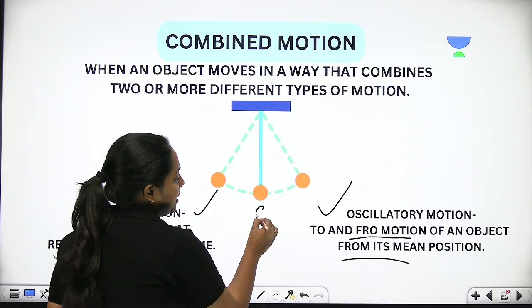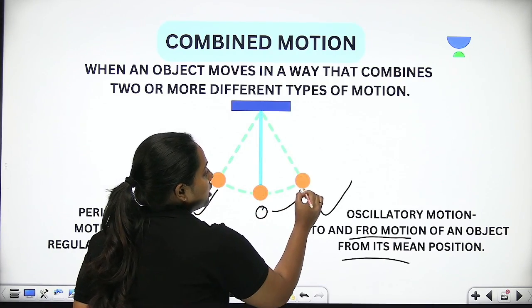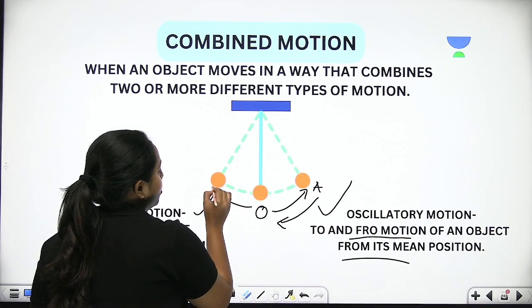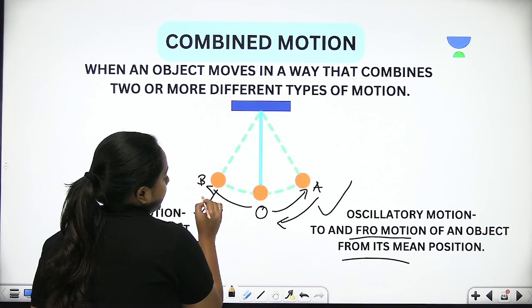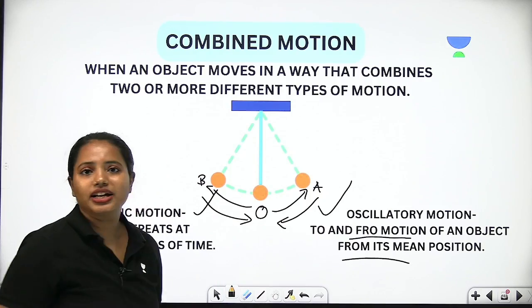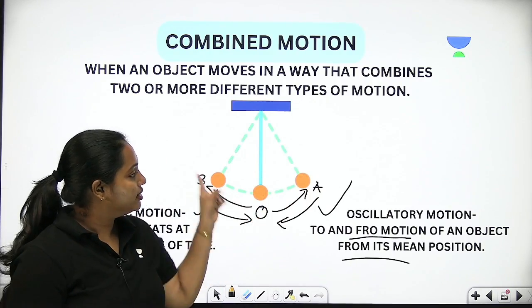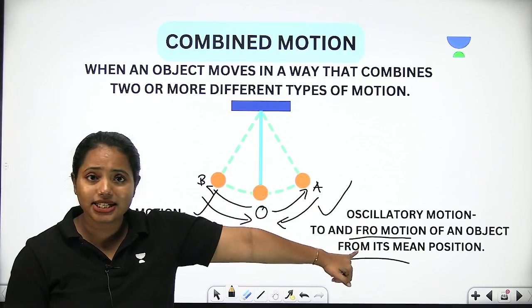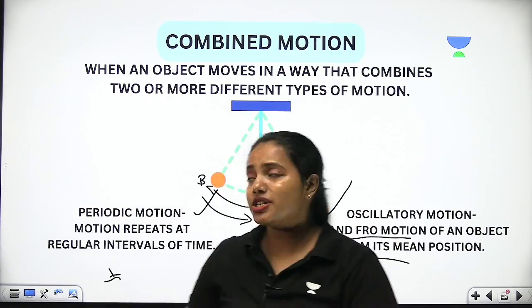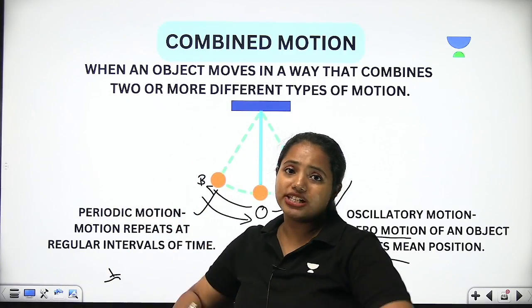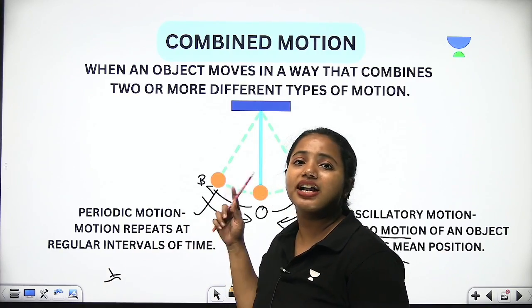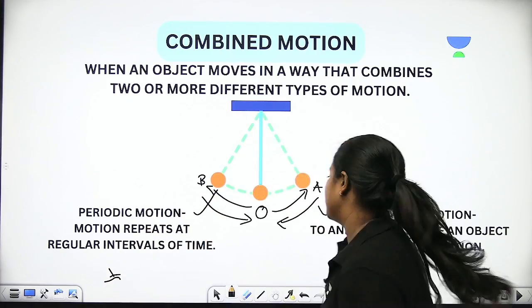So this is the mean position. So from here to here it goes, from here to here it comes, then it goes back to B position and comes back to the mean position. Clear? So this is how the motion occurs. So to and fro motion is considered to be oscillatory. Similarly, at the same time, a periodic motion which gets repeated after regular intervals also happens here. And that is the reason we consider this one as a combined motion.